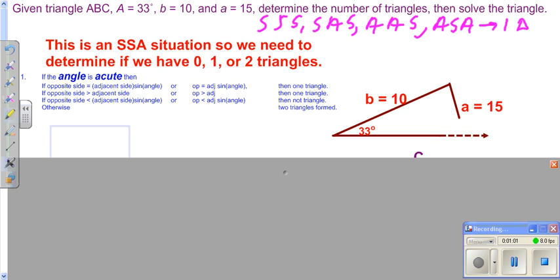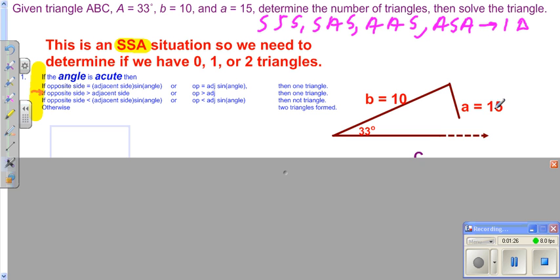It's only when it's a side-side-angle situation that you have to concern yourself with this. So once again, if it's none of this, don't worry about this, you just go on to the next part. But here it is one of those, so we've got to consider this. So let's take a look at this one right here. It's the easiest one to do because it doesn't require any calculating.